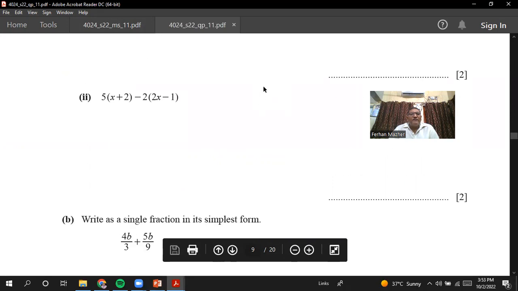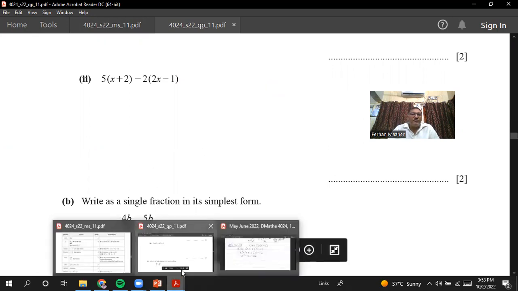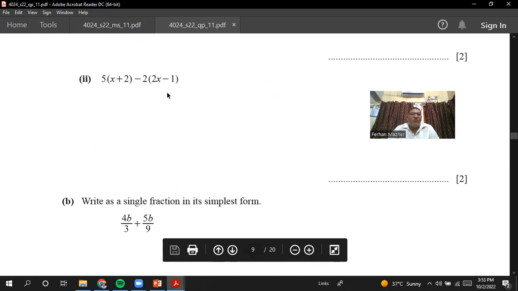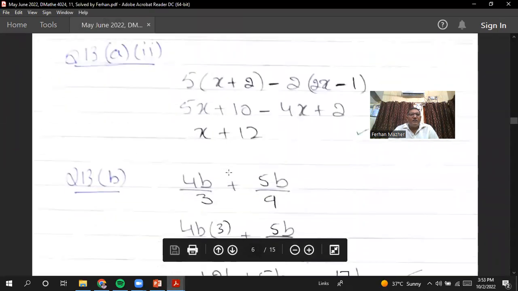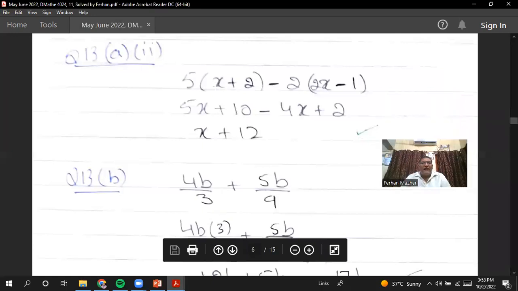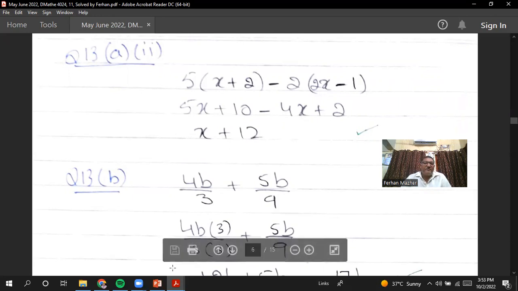The next question. He says 5 bracket x plus 2 minus 2 bracket 2x minus 1, and it will become, let me show you the solution. My solution is this. 5x plus 10 minus 4x plus 2, and it will be x plus 12. Simple.